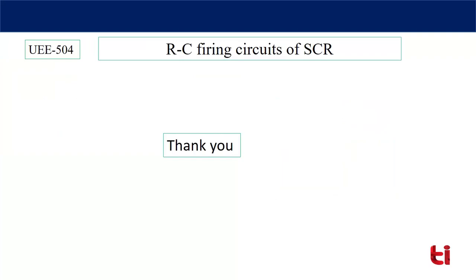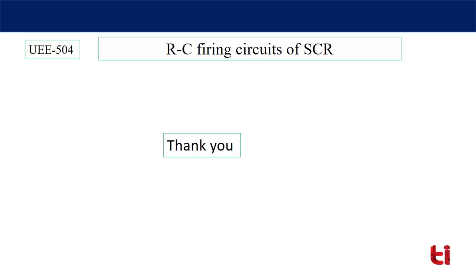So today we have discussed the RC firing circuit. Here we have seen that by controlling the value of resistance R, we can control the time constant, or you can say the charging time constant. We don't have any control over the discharging time constant. If a favorable condition is there to discharge the capacitor through the gate, then the thyristor will be on.